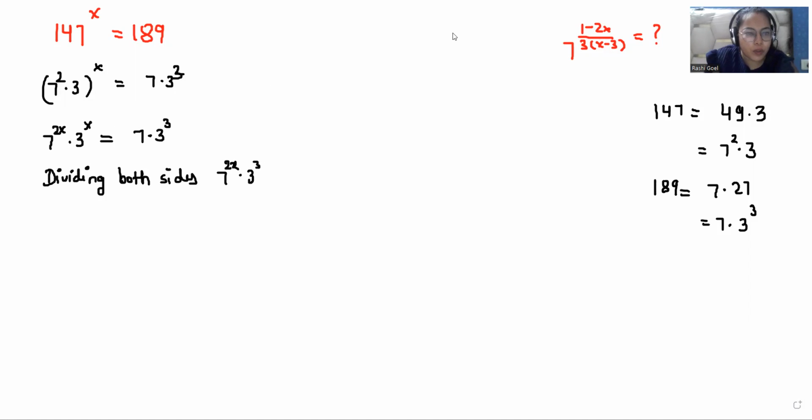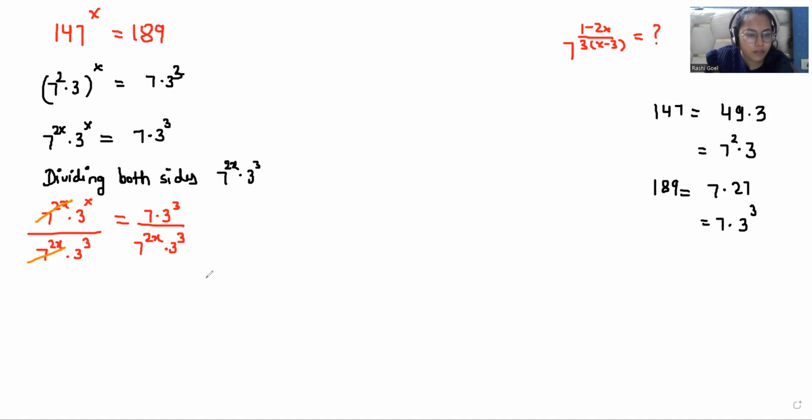So now the equation looks like this: 7 power 2x times 3 power x divided by 7 power 2x times 3 cube is equal to 7 times 3 cube divided by 7 power 2x times 3 cube. So we can eliminate this 7 power 2x with 7 power 2x.